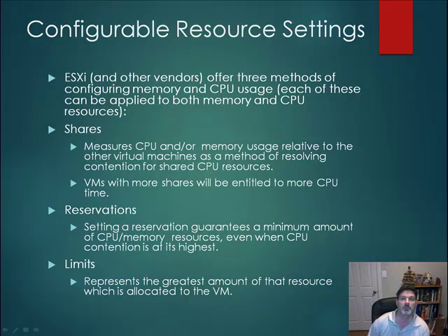Another option available that you can configure is reservations. Reservation setting really guarantees a minimum amount of CPU and memory resources. So even if your CPU contention is at its highest point, the reservation is going to ensure that it will not reach below that minimum amount. Last but not least, limits. I can also set a limit that's going to represent the greatest amount of that resource which I want allocated to the VM. So with a lot of these settings you're asking yourself, well, how do I know what to set? Well, this really boils down to the criticality of the application that you're running in that environment.